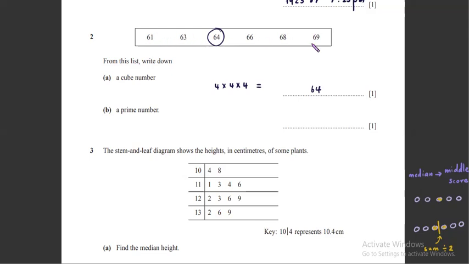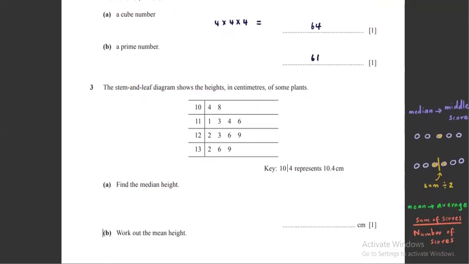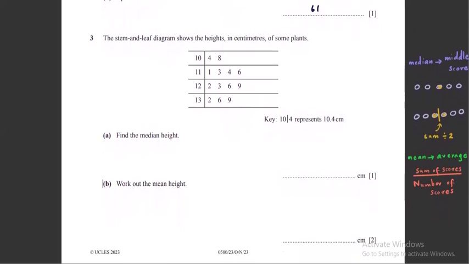And when we consider the other odd numbers that are left, 63 and 69 are divisible by 3, so we can skip those. Therefore, 61 will be the prime number that we have here because we cannot divide 61 by any other number other than 1 and itself. The next one is question 3.